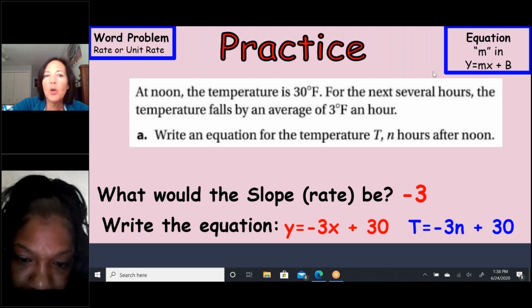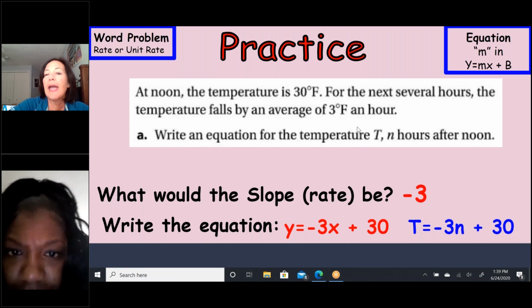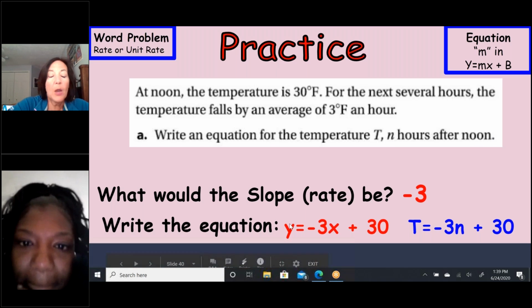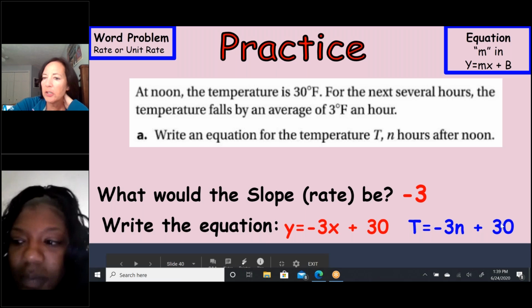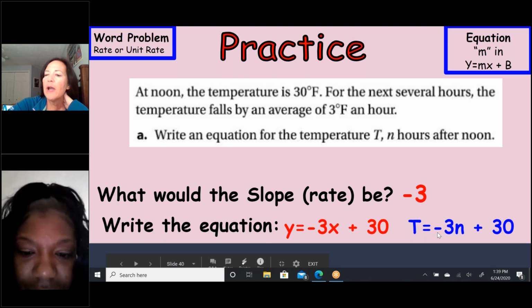Okay, so I wrote the equation a different way, only because yours was absolutely correct. In this equation, they suggested that we use a capital T for temperature and a lowercase n for the hours afternoon. And we're allowed to do that. They do this so that it's a lot easier for someone to look at the equation and see, oh wait, if n is the hours, I can see that it's going down 3 every hour. And it started at 30, and that equation is going to give me my final temperature.